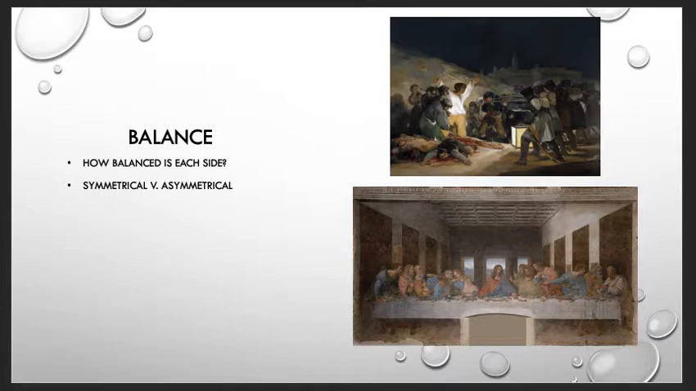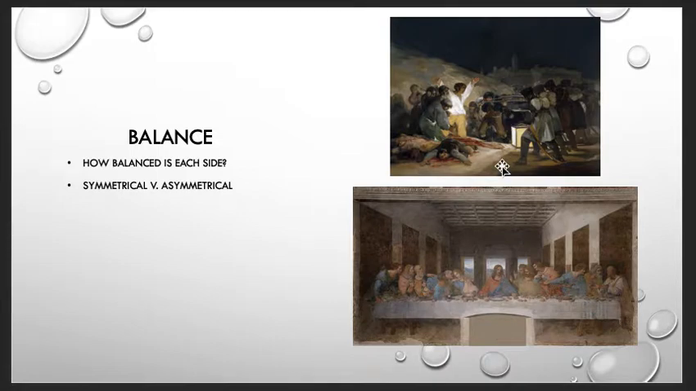Balance. This should be pretty obvious. Is it balanced? Is it symmetrical, meaning, is it very similar on each side, or is it asymmetrical, very dissimilar? So on the bottom here, we've got the Last Supper. This is very symmetrical. If you were to draw a line down the middle of this work, you could basically lay the left side over on the right side and it would be just about exactly the same.